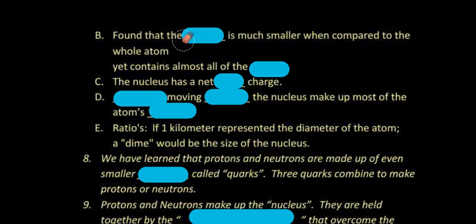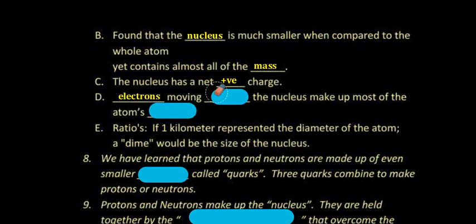Okay, we also found that the nucleus is much smaller when it's compared to the whole atom, yet it contains almost all of the mass. The nucleus has a net positive charge, and the electrons moving around the nucleus make up most of the atom's volume. Okay, and so a ratio here, if 1 kilometer represented the diameter of the atom, then a dime would be the size of its nucleus.